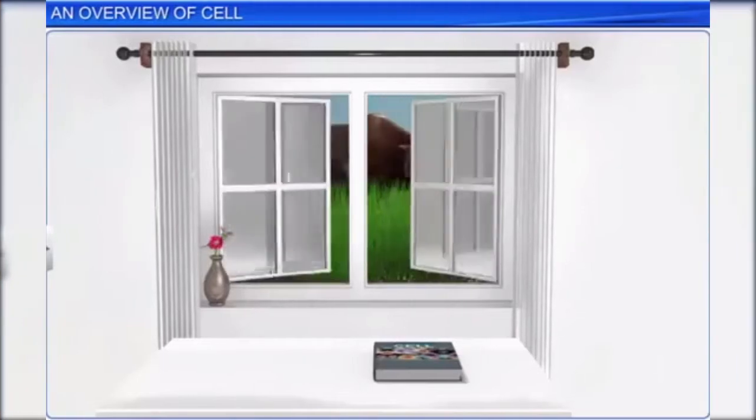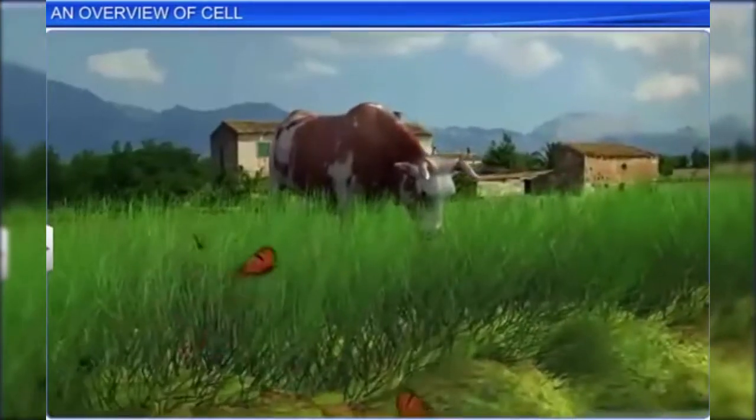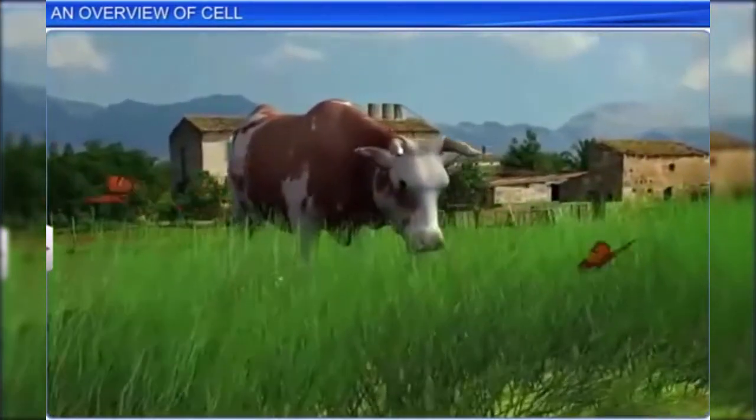Millions of animal and plant species of varying sizes and shapes inhabit the earth, and they all have one thing in common.